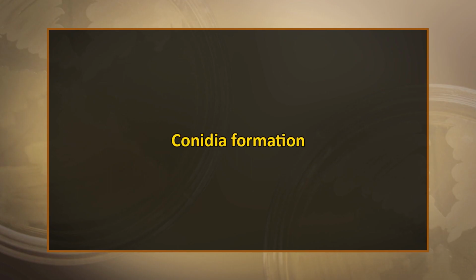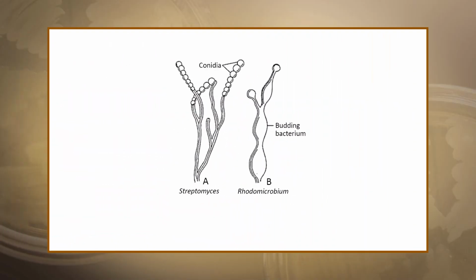Third, conidia formation. This condition occurs in mycelial bacteria. The terminal portions of bacterial filaments cut off rounded structures in chains called conidia. These conidia on detachment form new individuals.